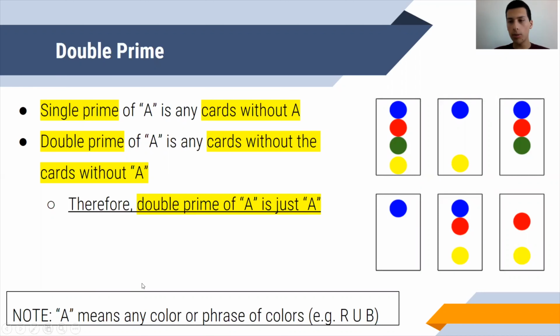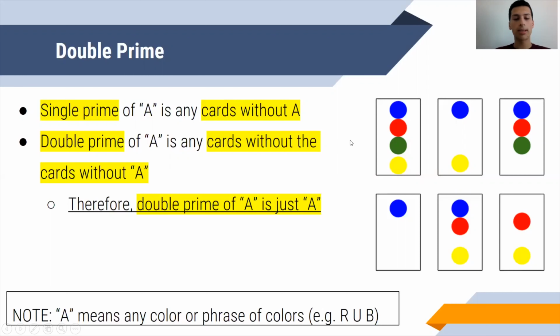So when we talk about single prime of A, that is just any cards without A. A double prime of A is any cards without the cards without A. So there's a double negative there, and that makes it positive. So the double prime of A, which is referring to any color or any phrase of colors, any solution, is just A. So the double prime keeps A exactly the same.